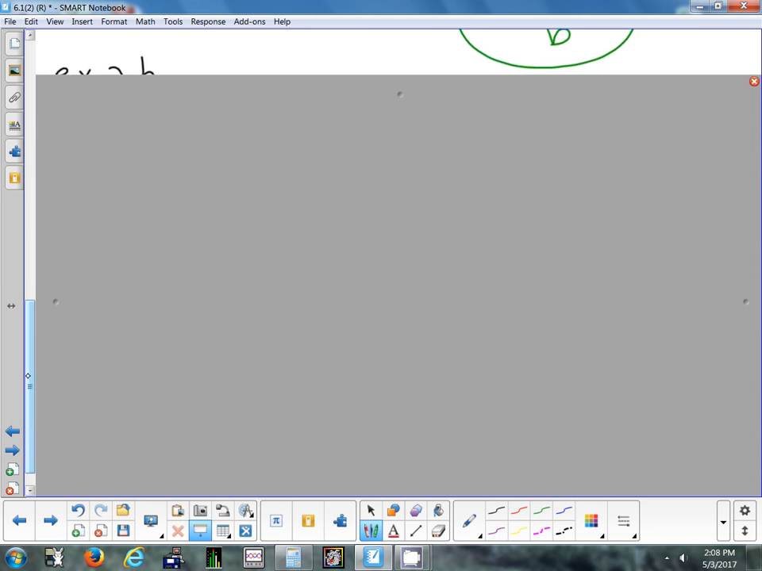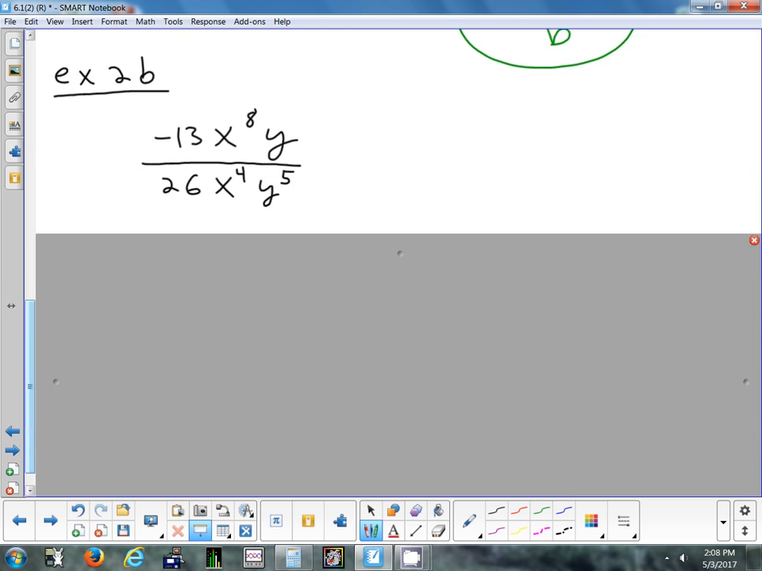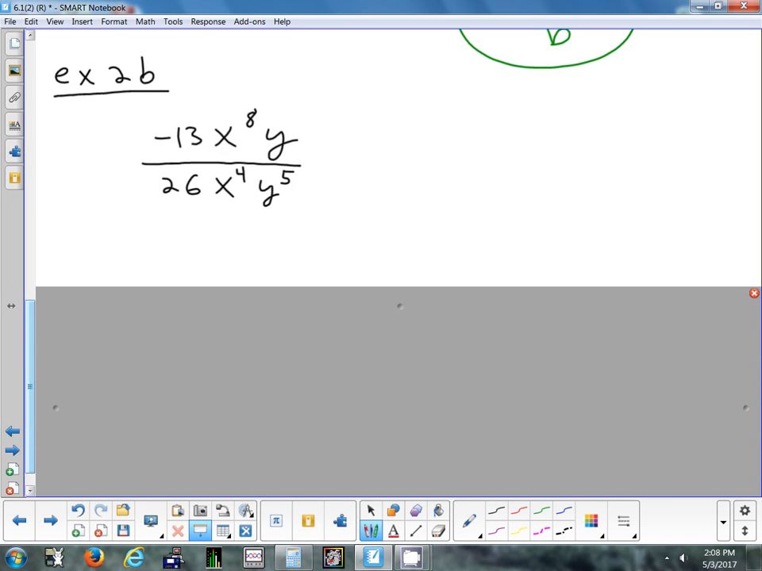Let's look at 2B. Ariel, first step? First step, check if there's power. Since there's not, good. How come there's no power to a power? Because there's no parentheses. All right?